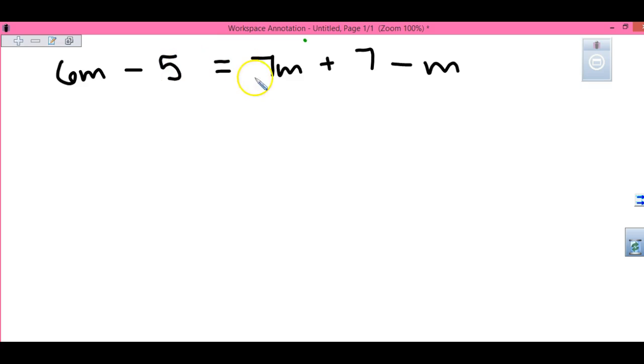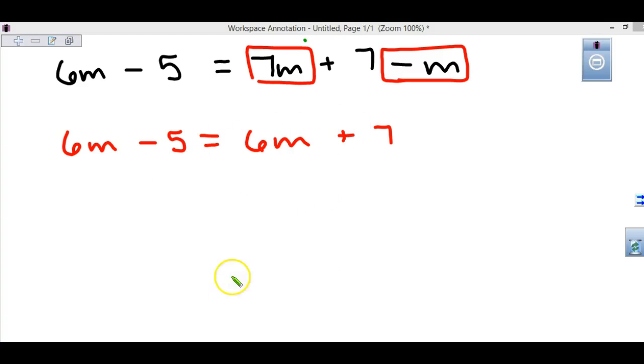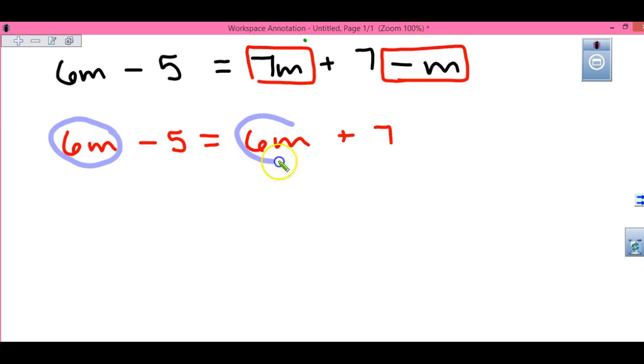6m minus 5 is equal to 7m plus 7 minus m. So we have to begin by combining like terms. So 6m minus 5 is equal to 6m plus 7. Take a close look at this. Do you see anything particular? 6m and 6m. No, this is not an identity, definitely not.